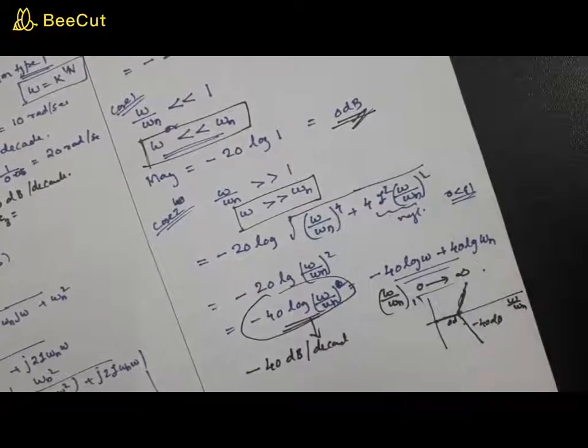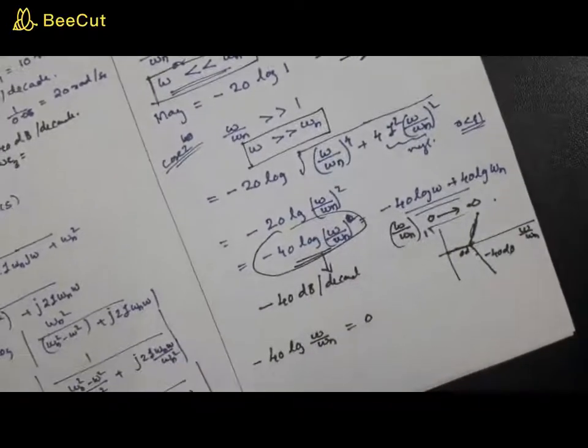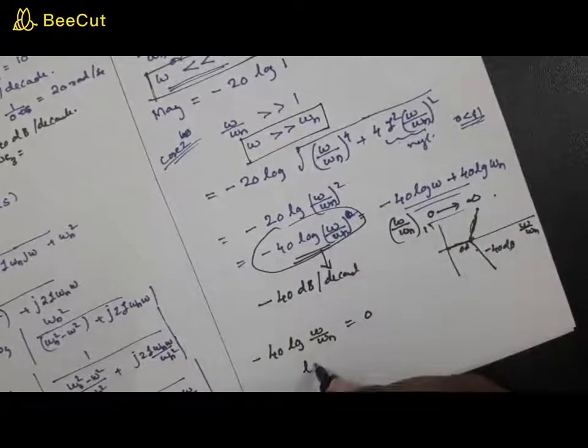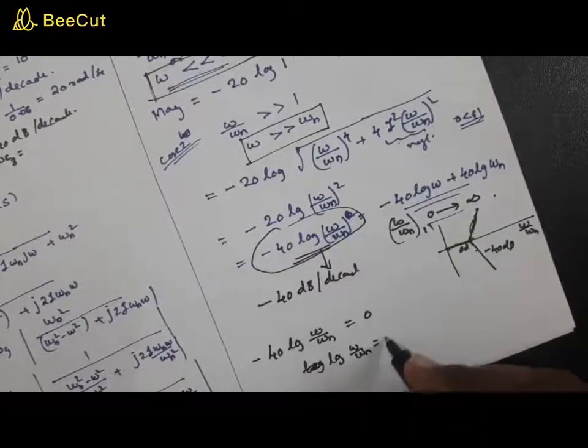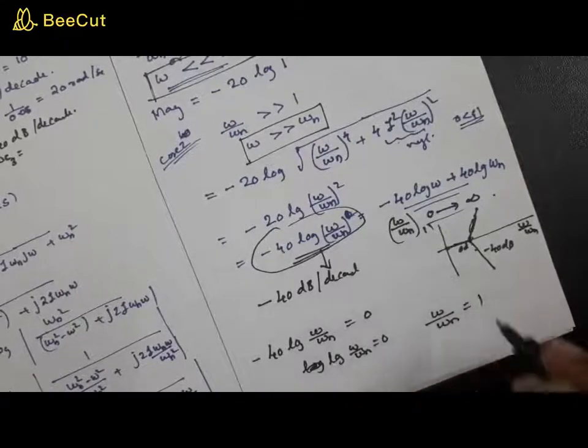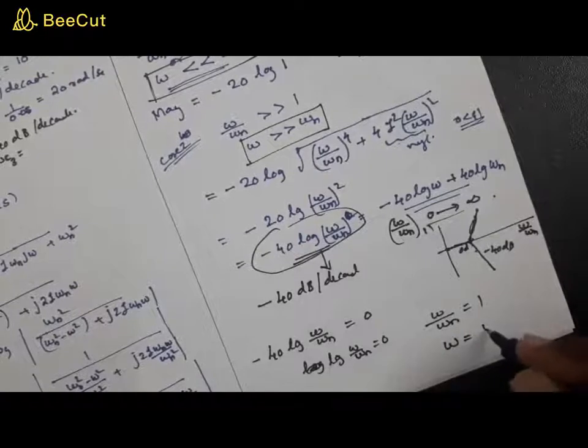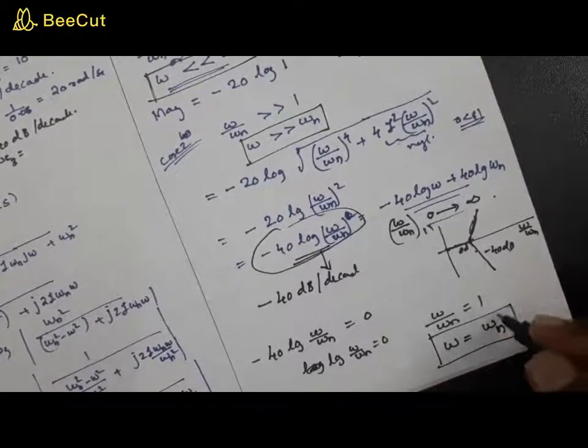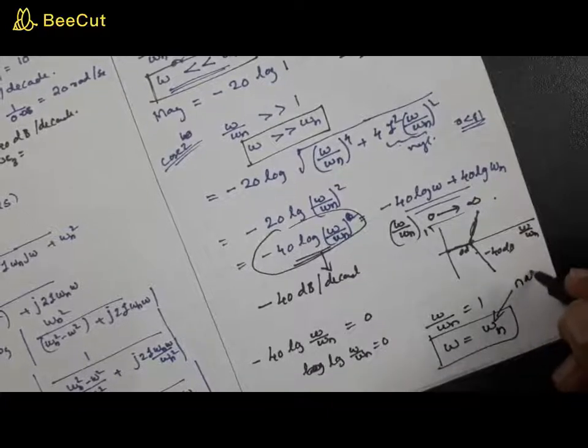So that means you can say that minus 40 log omega by omega n is equal to 0 dB, or what you can say is log omega by omega n is equal to 0. That's the meaning of this. Or omega by omega n is equal to 1, or omega is equal to omega n. What is the meaning of this? This is the natural frequency.